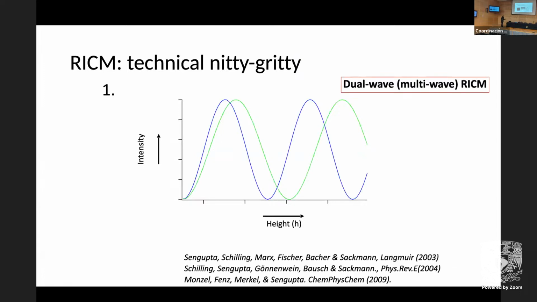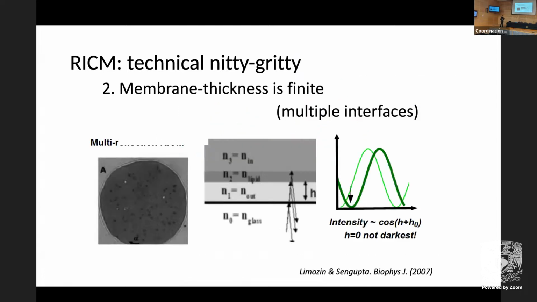Then there's another subtlety: if you're using a liposome, it's not the same as beads. You don't have a sinusoid which starts from 0, but it starts there. I'm not going to go into huge detail, but if anyone is interested in doing RICM, please feel free to contact me or Laurent, and we are very happy to teach you.